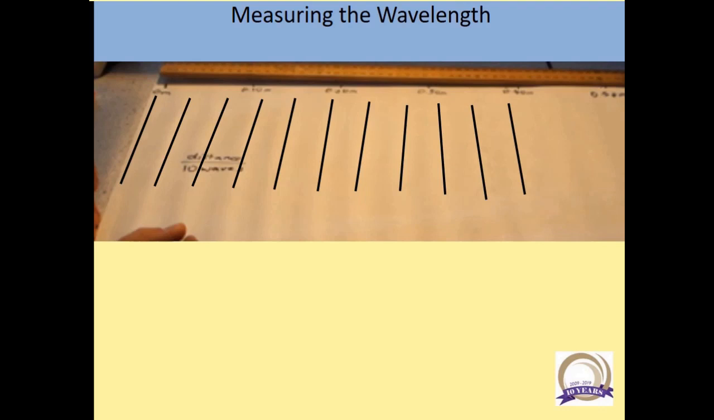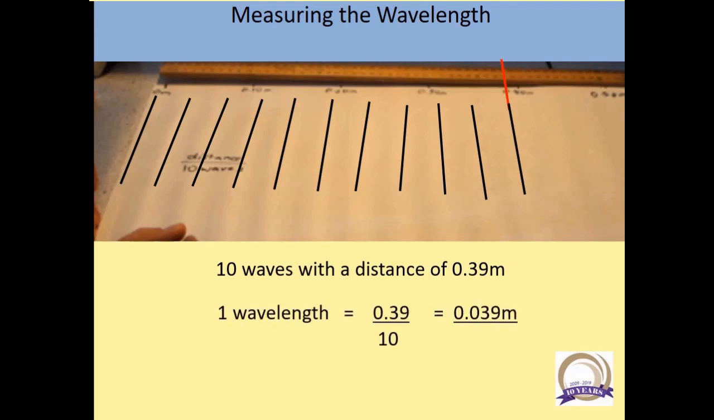So on that last one, number 10, we can take a measurement from there. 10 waves has got a distance of 0.39 metres there. So if 10 waves have got a distance of 0.39 metres, one wave will have a distance of 0.39 divided by 10, 0.039 metres. That's the wavelength.